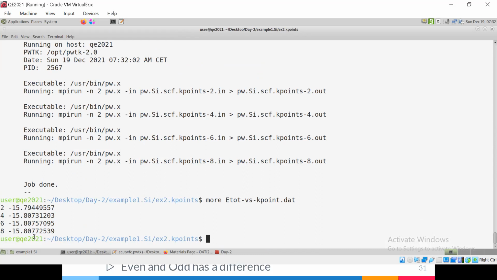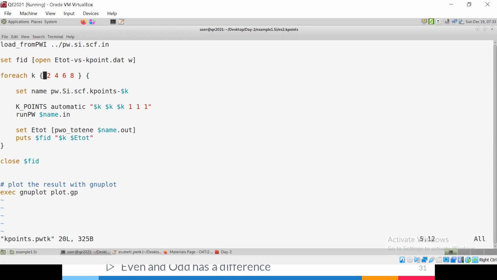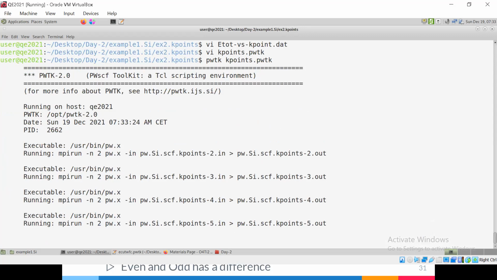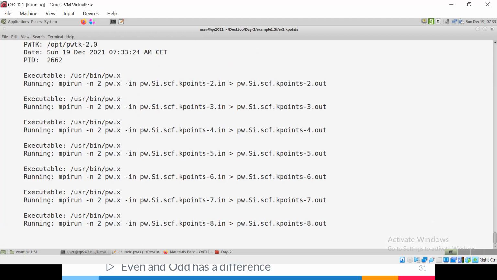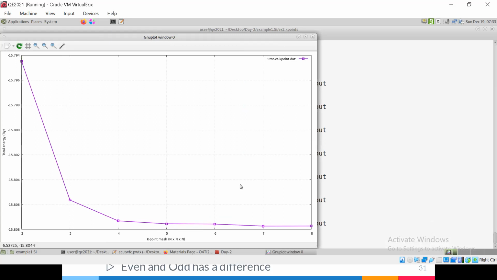So you can change this. We can even put the odd numbers here and see. You can put 3, 5, 7, that can be done. Then you can run this again. Now it's going to run 2, 3, 4, 5, 6, 7. It's as easy as just changing a few characters there, and then you see you have a bit of a bumpy thing if you use odd numbers. It comes down to 5, but it rises up a little bit at 6. So it's better to use 5 than 6 in this particular case.